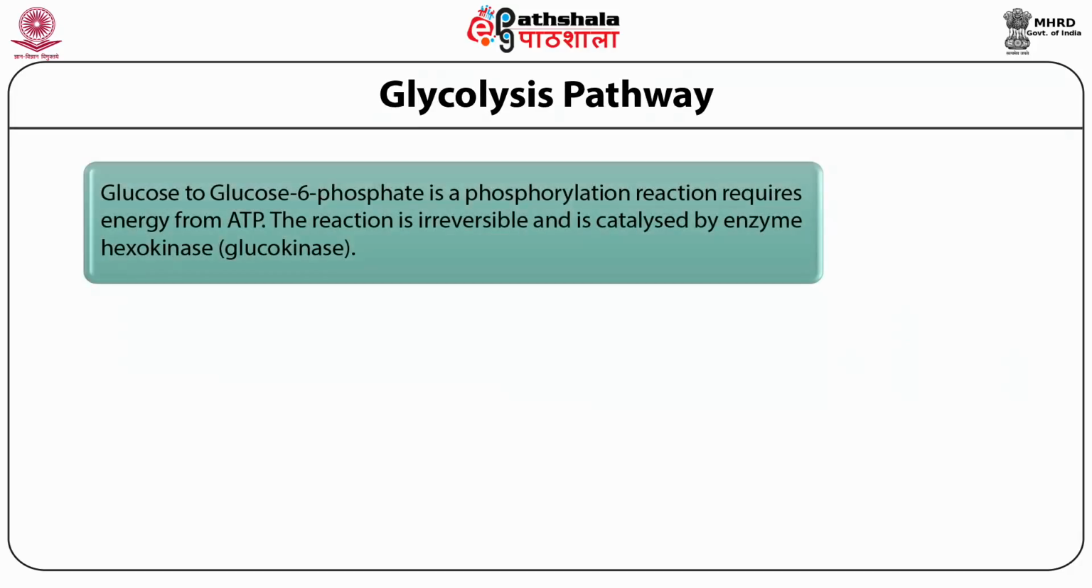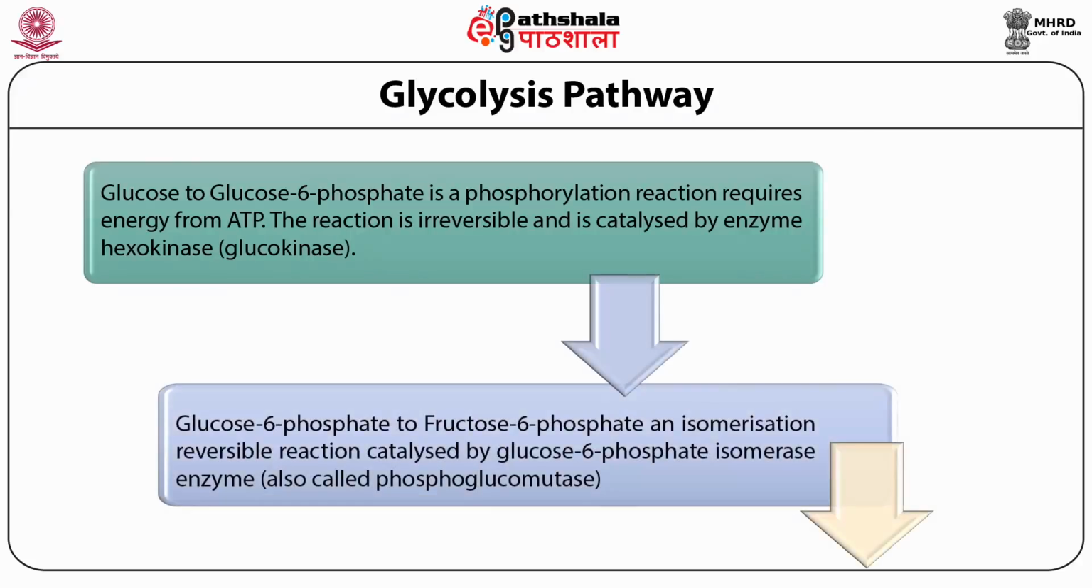Glucose to glucose 6-phosphate is a phosphorylation reaction that requires energy from ATP. The reaction is irreversible and is catalyzed by the enzyme hexokinase. Glucose 6-phosphate to fructose 6-phosphate is an isomerization reaction, which is again reversible and catalyzed by the glucose 6-phosphate isomerase enzyme, which is also called phosphoglucomutase.